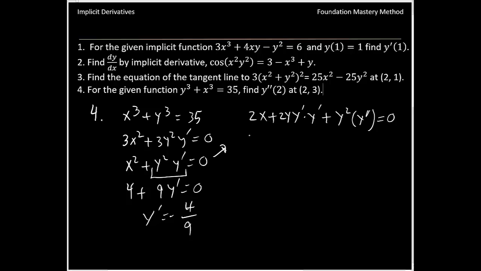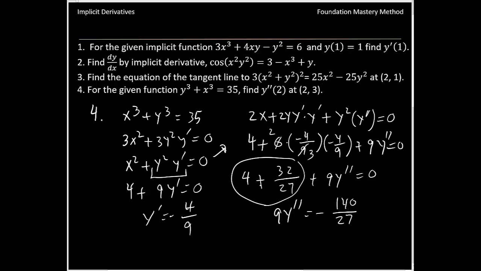So in the derivative, now we replace x by 2 and y by 3. So that gives me here 4. This gives me 6, 3 times 2. y prime is negative 4 over 9. Another negative 4 over 9. Plus y squared is 9, so this will give me 9 y double prime equals 0. And then divide both sides by 9. So you get y double prime equals negative 140 over 243. And we are done.